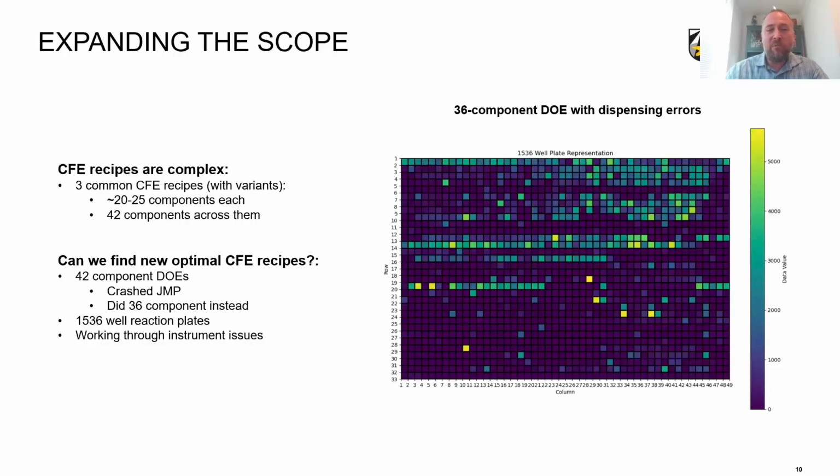Unfortunately, when we go to use that with our instrument, we're having more of those dispensing issues that we've been working through. Because you can see here that this is not nice and randomly distributed. There's regions where there's just no activity. But this is a work in progress, and it's exciting to be working at the limits of both the JMP software and the instrumentation.